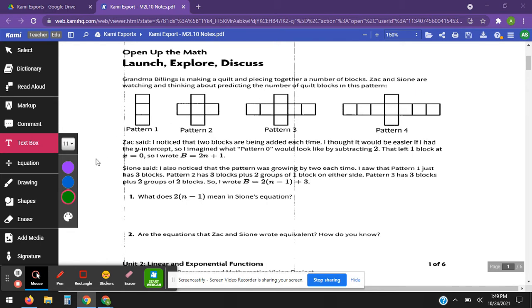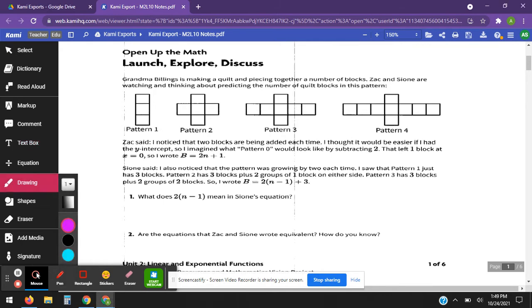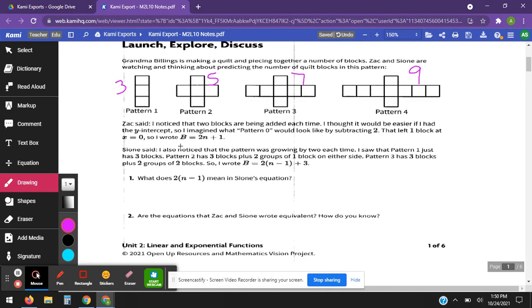So this first one has 3. I like to always write what we've got going on. Second one has 3, 4, 5. Pattern 3 has 5, 6, 7. Pattern 4 has 3, 6, 9. Okay, so Zach said, I noticed that 2 blocks are being added each time.